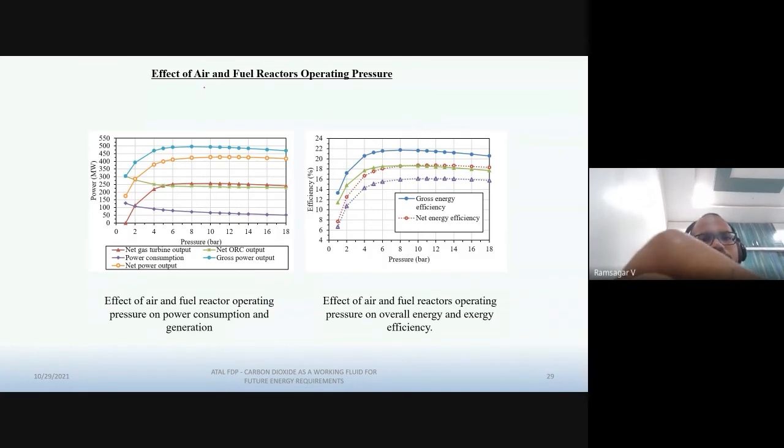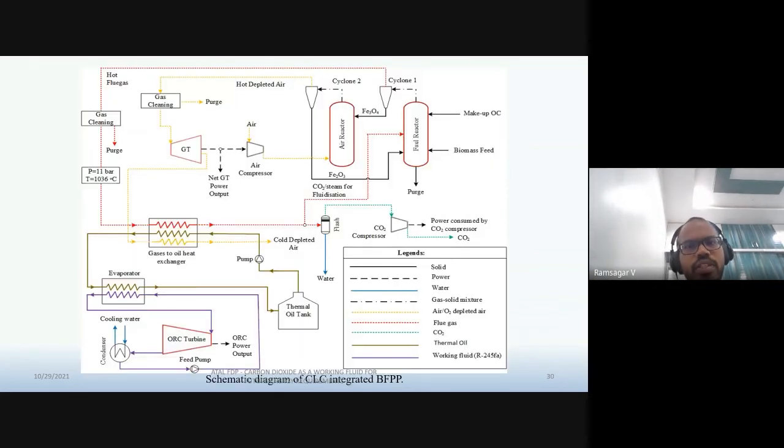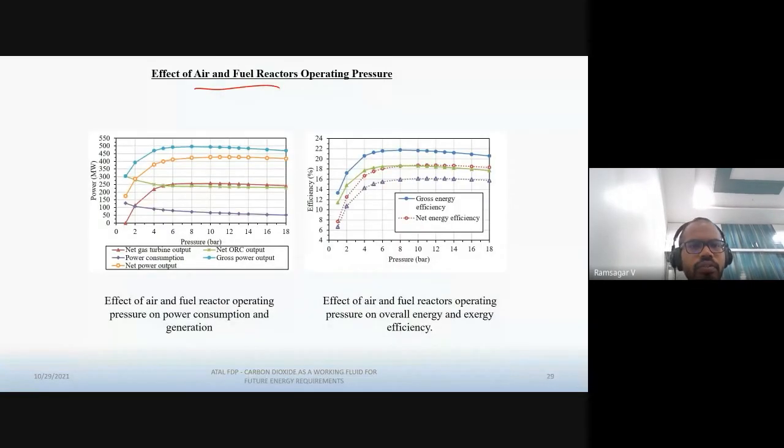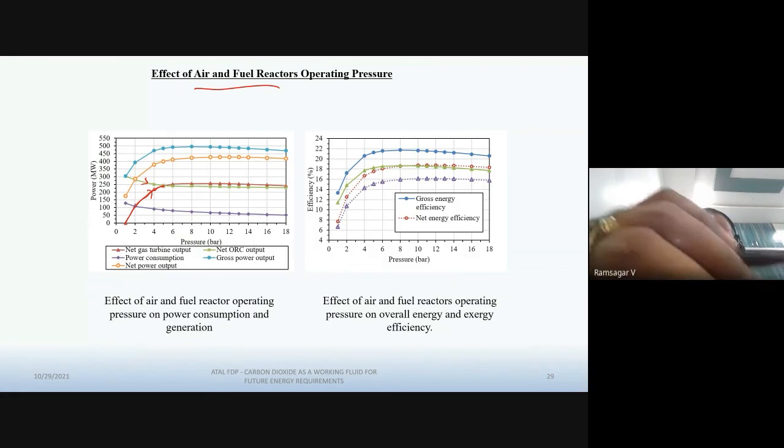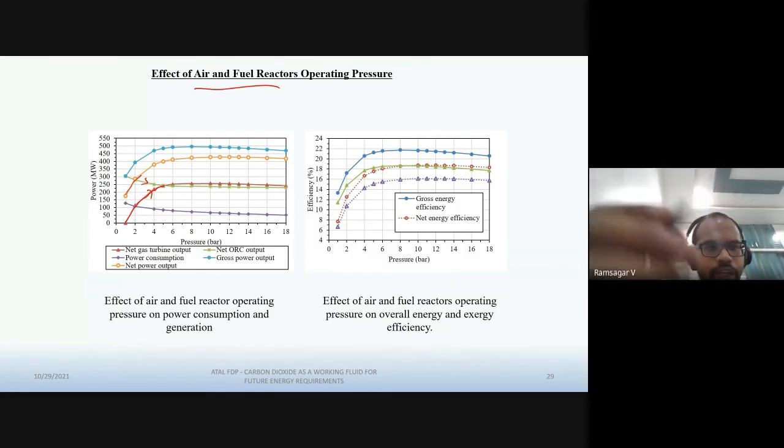Next, we changed the air and fuel reactor operating pressures. As we increase operating pressures, the net gas turbine power output increases. Though ORC power output decreases, you can see the net power output, which is the final parameter we are interested in, increases for some time along with the gas turbine output, and after some time it shows a decreasing trend.